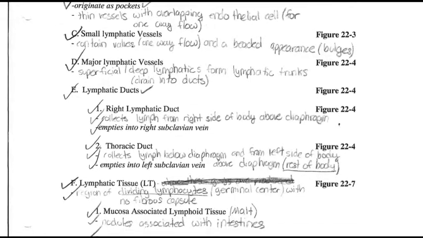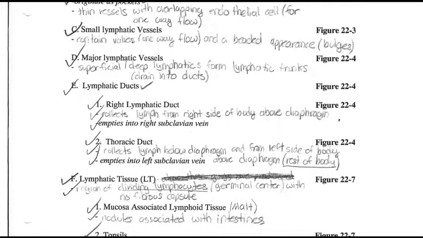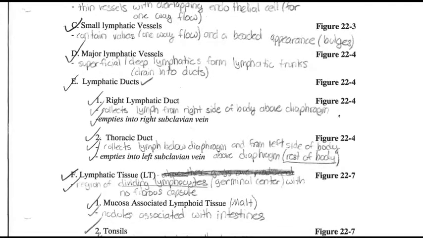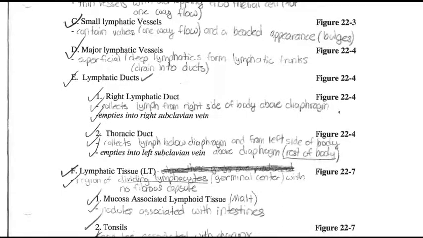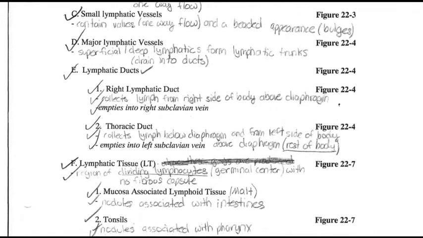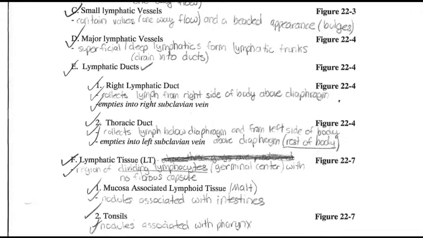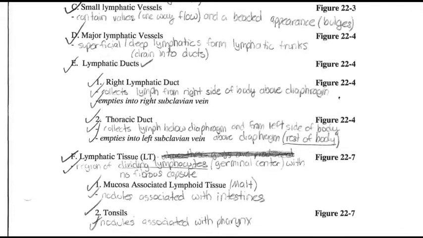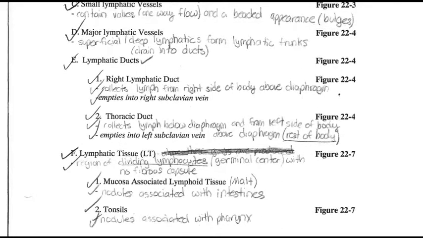Thoracic duct. The thoracic duct collects lymph below the diaphragm and from the left side of the body above the diaphragm and the rest of the body. The thoracic duct empties into the left subclavian vein.